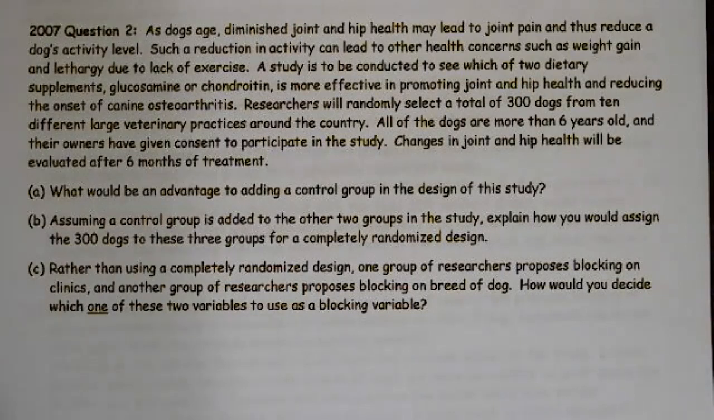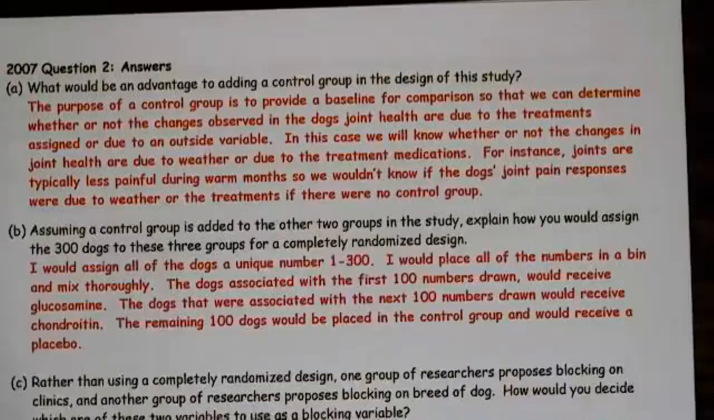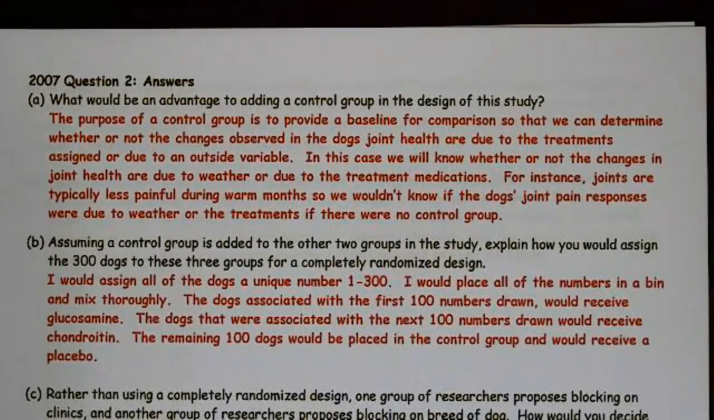So what would be an advantage to adding a control group? So the purpose of a control group is to provide a baseline for comparison so that we can determine whether or not the changes observed are due to the treatments, in this case, in the dog's health, joint health. Always start off with the sentence stem wherever possible. It lets the reader know that you know what's going on, even if the rest of your verbiage isn't perfect.